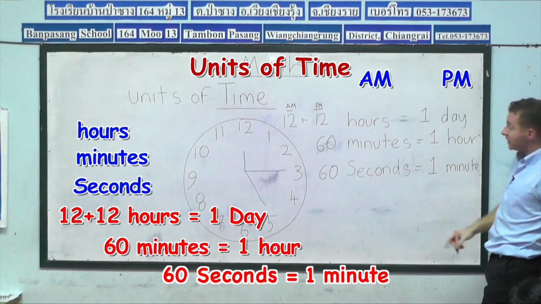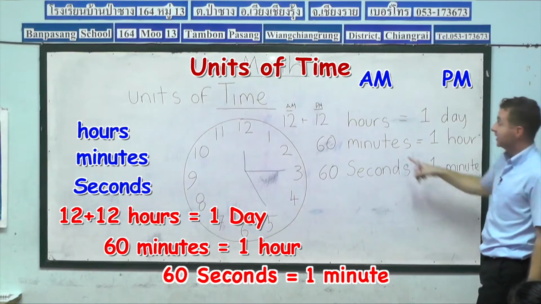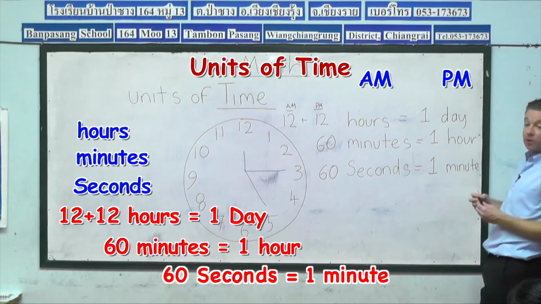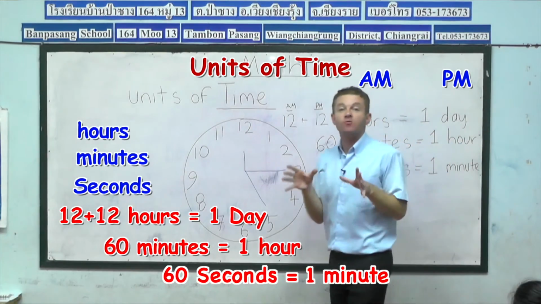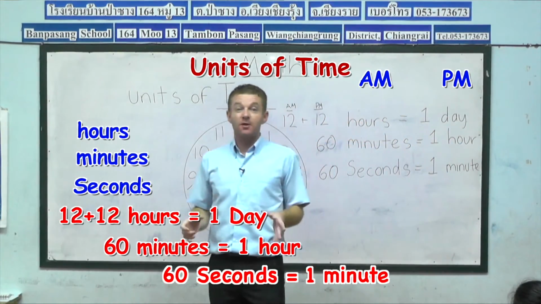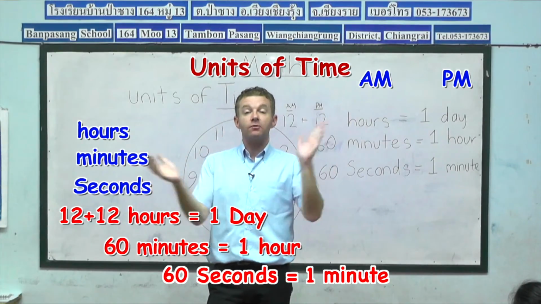And on the clock face, 60 seconds creates 1 minute. 60 minutes creates 1 hour. And then the hours go into the days. And that's what we mean by units of time, which we're going to be learning about today. Guys, that was brilliant. Very well done.